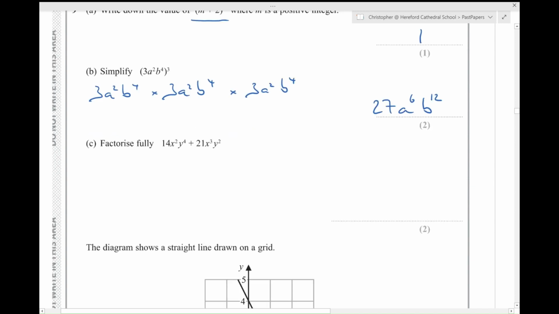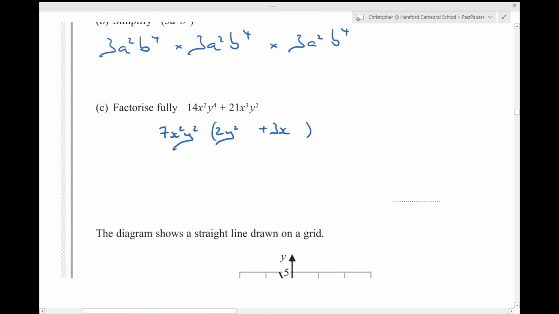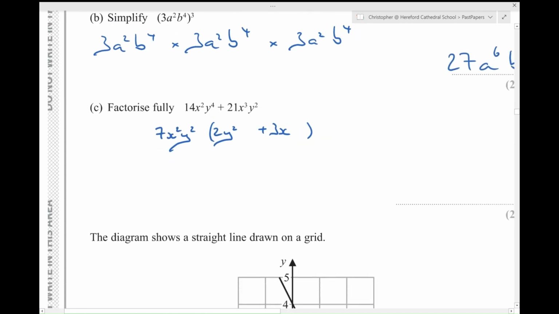Right, factorise this expression. Well, what can I take out of both of those? 7, x squared and y squared. Which is going to leave me with a 2 to make the 14 and y squared to make the y to the 4. And then here I'm going to need a 3 to make the 21 and an x. And I can't factorise what's in the bracket any further. So that is my final answer.